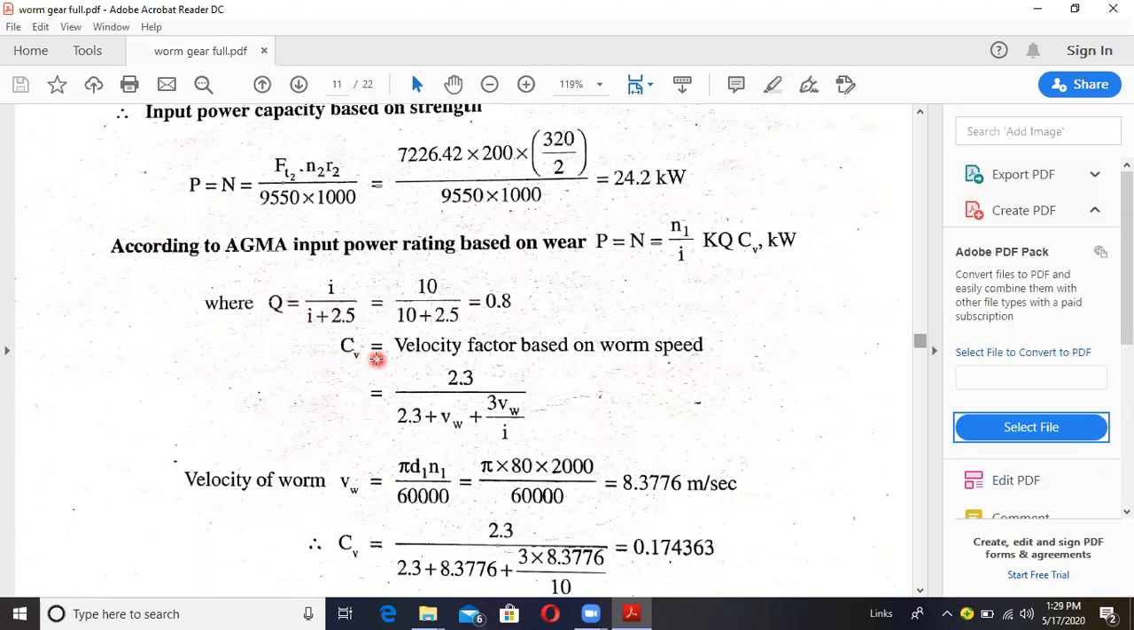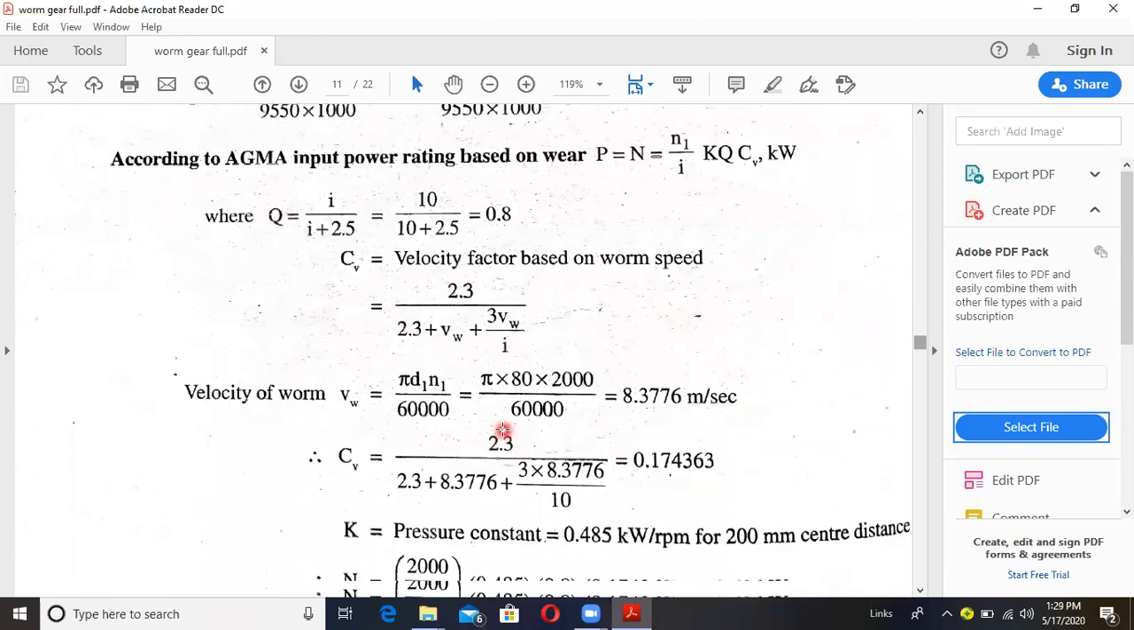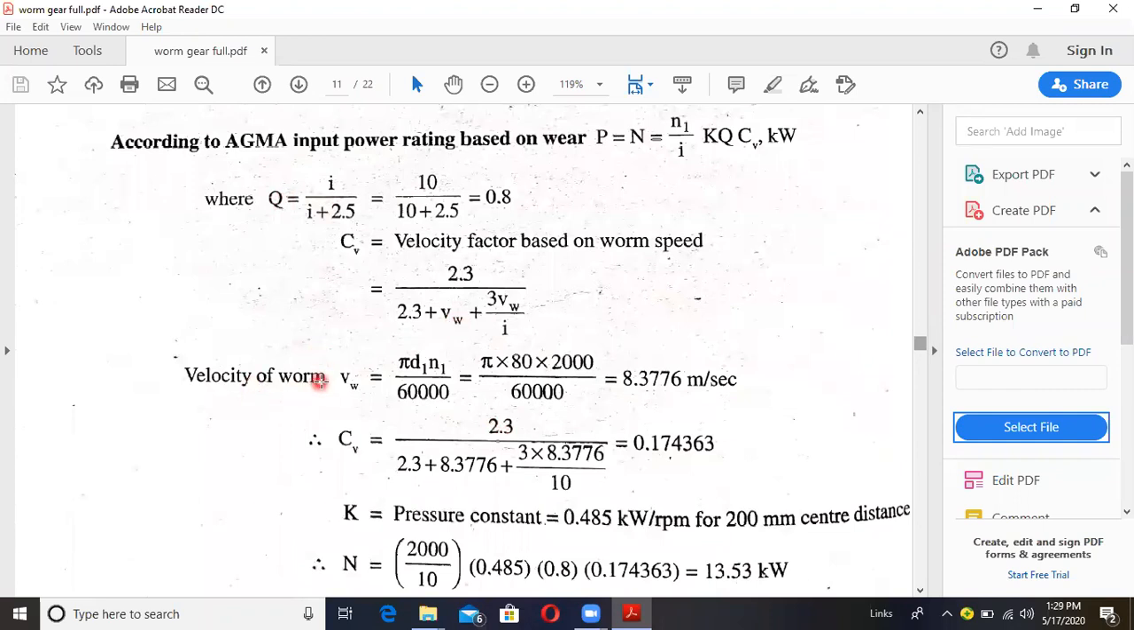Next we have to calculate CV, the velocity factor based on worm speed: 2.3 divided by 2.3 plus Vm plus 3 VW divided by I. Again here VW is unknown, that is the velocity of the worm. VW is equal to pi d1 n1 divided by 60,000. We will get VW, substitute VW, then we will get CV. CV is equal to 0.174363.